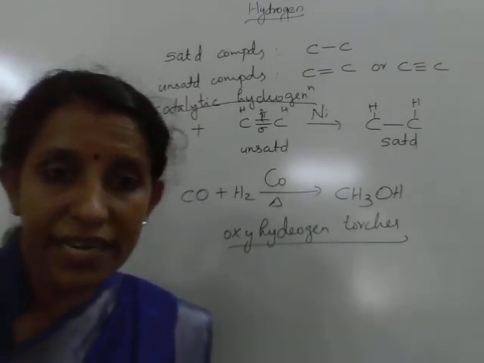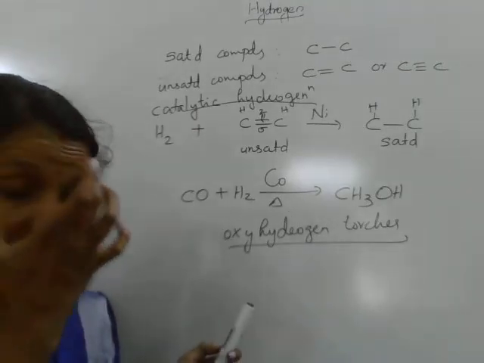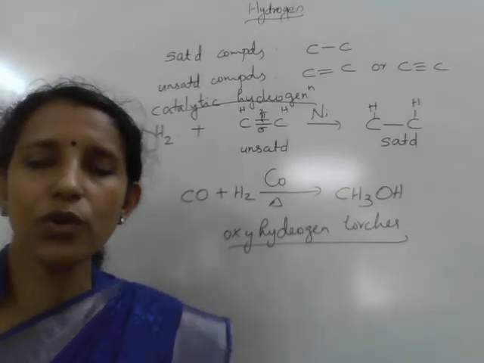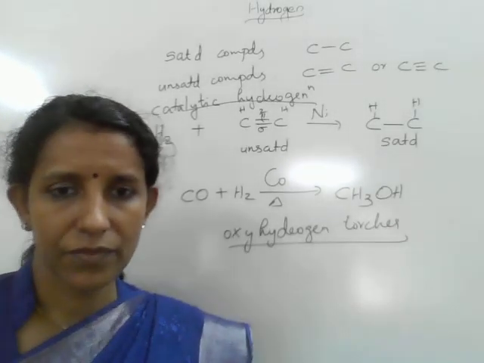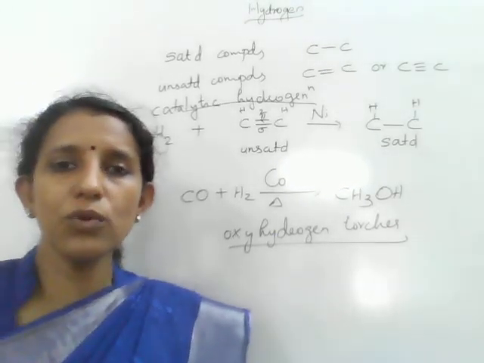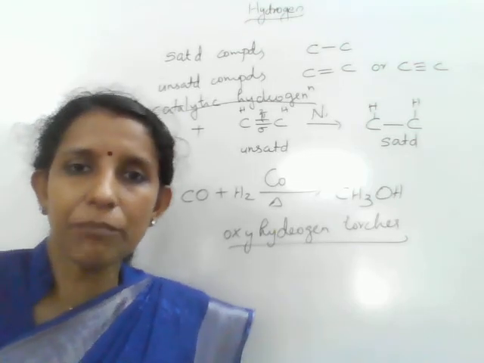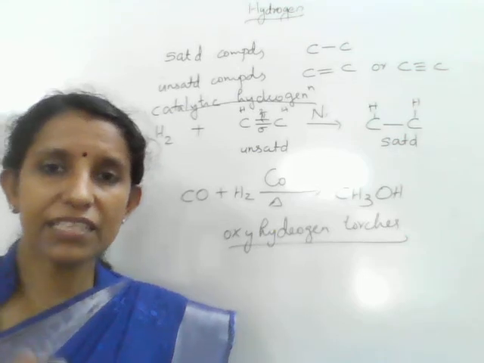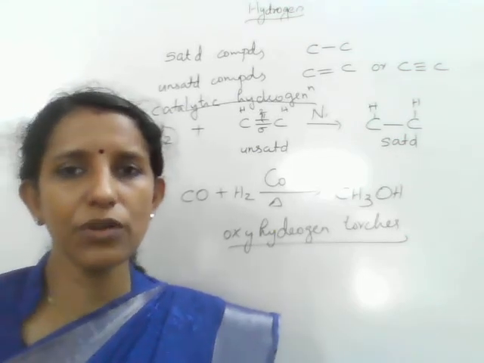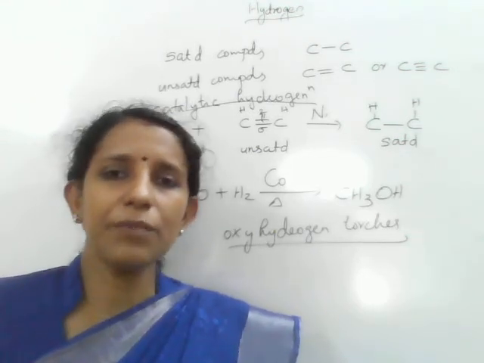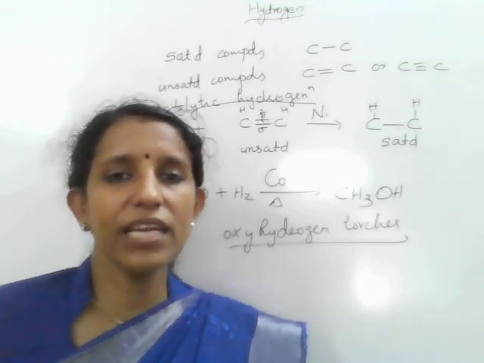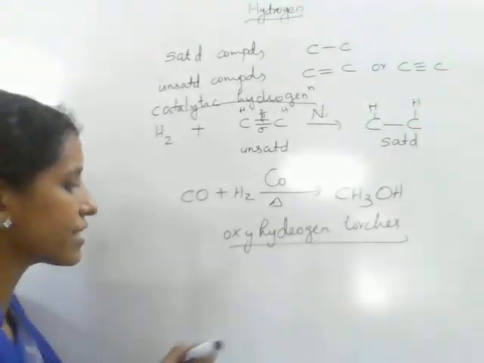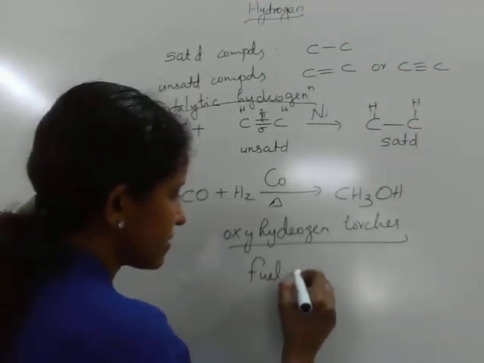Atomic hydrogen and the oxyhydrogen flames in these torches are used for welding purposes. Atomic hydrogen is allowed to recombine on the surface to be welded. That reaction is highly exothermic and produces a large amount of heat, which can be used for cutting and welding purposes. Another important use of hydrogen is in fuel cells.